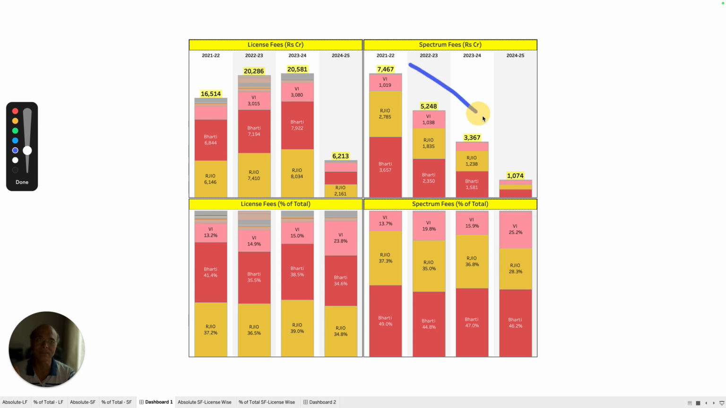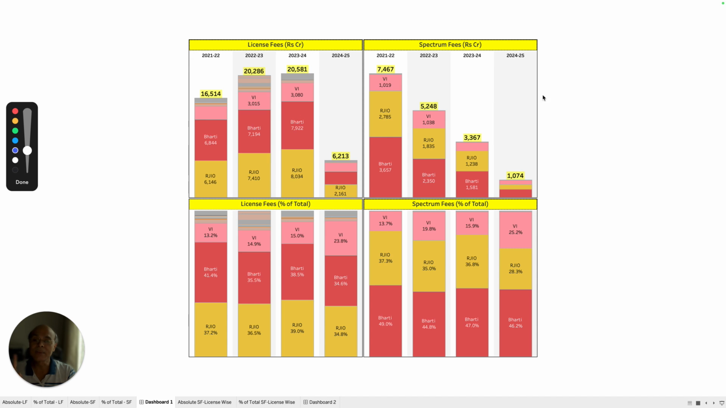The spectrum usage charge saw a drastic reduction because it was 7,467 in FY22. Then it went down significantly to 5,248. Then it went down significantly to 3,367. And now till 2nd August, the number is 1,074. Now, why did the spectrum usage charge go down significantly? You know the reason why?